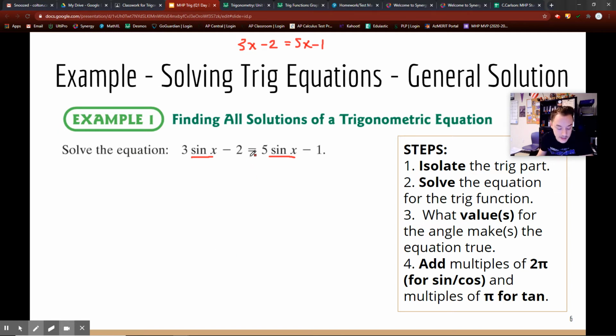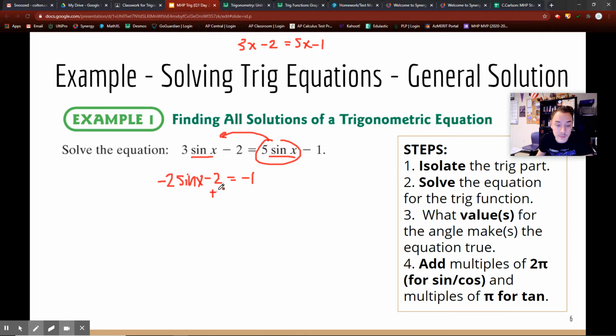How am I going to solve this? Well, first of all, I'm actually going to subtract this all over. So when I subtract 5 times sine of x, what I get is negative 2 sine of x minus 2 equals negative 1. Notice how I'm solving this here.